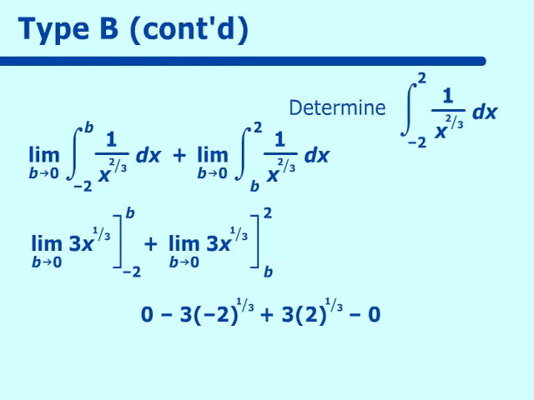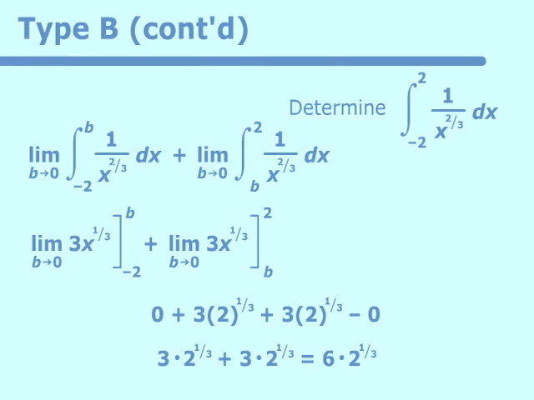The negative 3 times negative 2 gives us a positive. Remember, we can factor out this negative on this particular problem because of the fact that negative 2 to the 1/3 power can be found. So we will have 3 times 2 to the 1/3 power plus 3 times 2 to the 1/3 power. So 3 and 3 is 6 times 2 to the 1/3 power. This concludes your lesson on improper integrals.